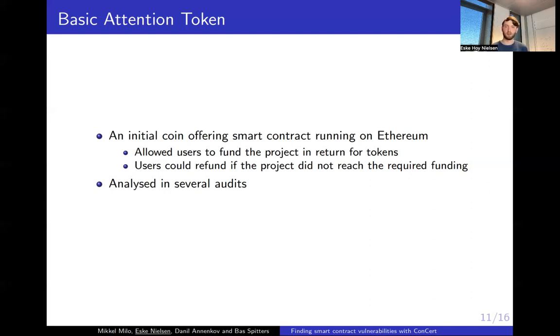The contract is an initial coin offering smart contract running on Ethereum, which means that it's a combination of a token contract and a crowd sale contract in the sense that it has some funding period in the beginning when it's deployed, where users can fund the project in return for tokens. When the funding then succeeds, the user keeps their tokens and the contract continues working as a standard ERC20 token contract. However, if funding should fail, then users can get their money back.